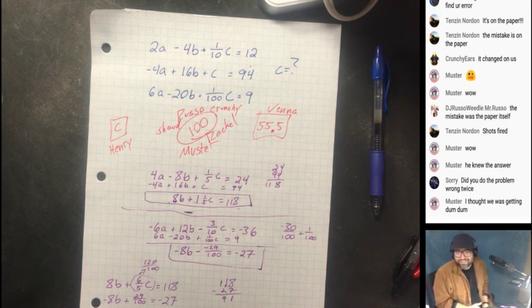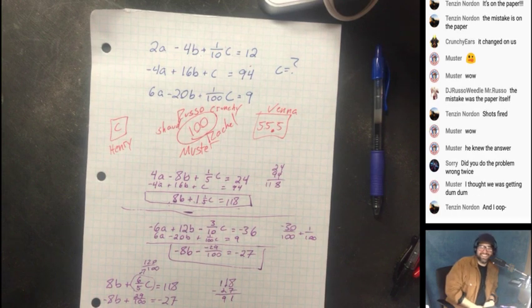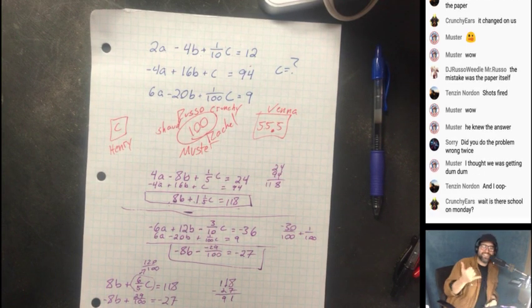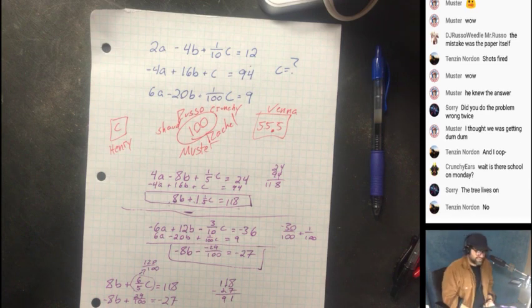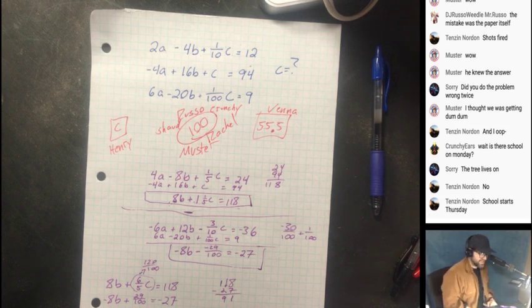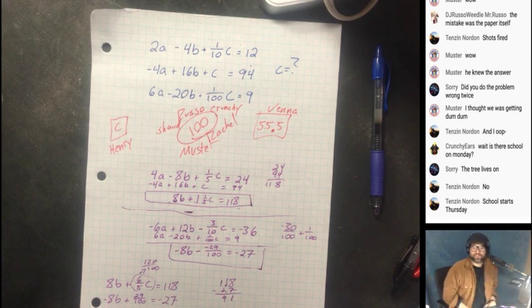Did you do the problem wrong twice? I don't think so. If I did it wrong twice, maybe it's like a double negative where it would turn right again. I am blown away. I'm just thinking of myself, like, where did that mistake come from? It's probably something so lame. But we'll eventually figure it out.